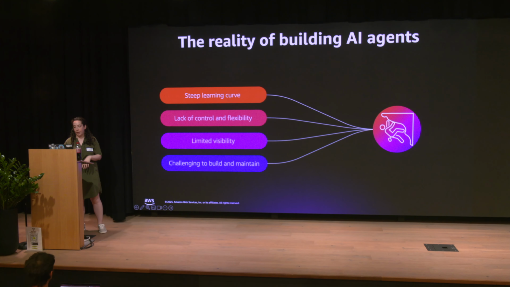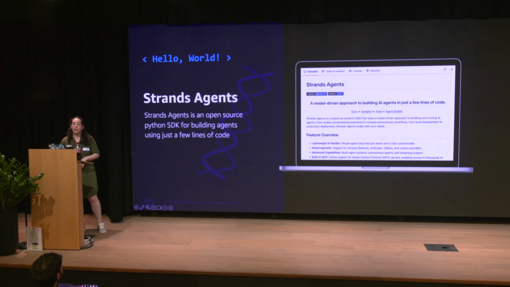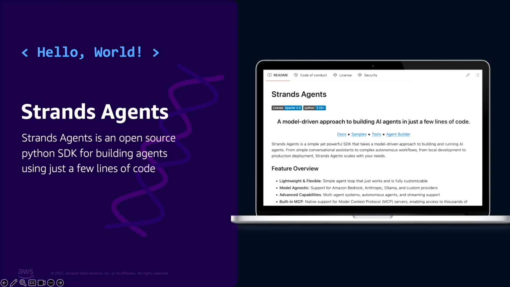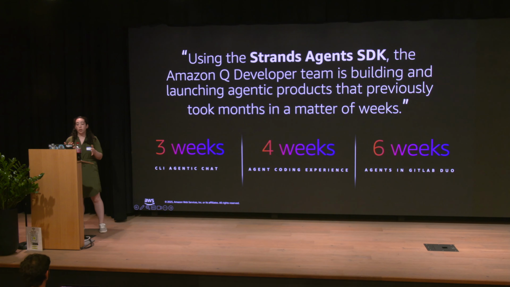So one of the new things that we have, and it looks like this is being a little slow to load, is something called Strands Agents. Strands Agents is an open source Python SDK for building agents using just a few lines of code. And for a little bit of context, Strands Agents SDK was developed by our Amazon Q developer team. And by using this SDK, they're able to build and launch agentic products that previously took months to build. They're now able to do it much, much faster.